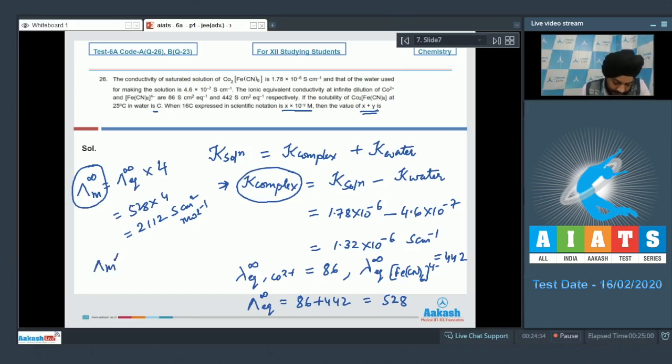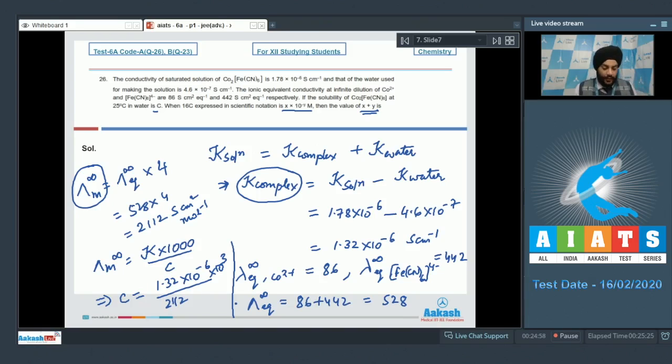So we have lambda m infinity is equal to kappa x 1000 by C. So C is the solubility in this case. So this implies that the value of C will be 1.32 x 10^-6 divided by 2112 x 10^3. Okay. So this on simplification will give us a value equal to 1 by 16 x 10^-5. So if we talk about the value of 16C, so the value of 16C will be equal to 10^-5. And when it is expressed in the scientific notation, it has to be written as 1 x 10^-5.